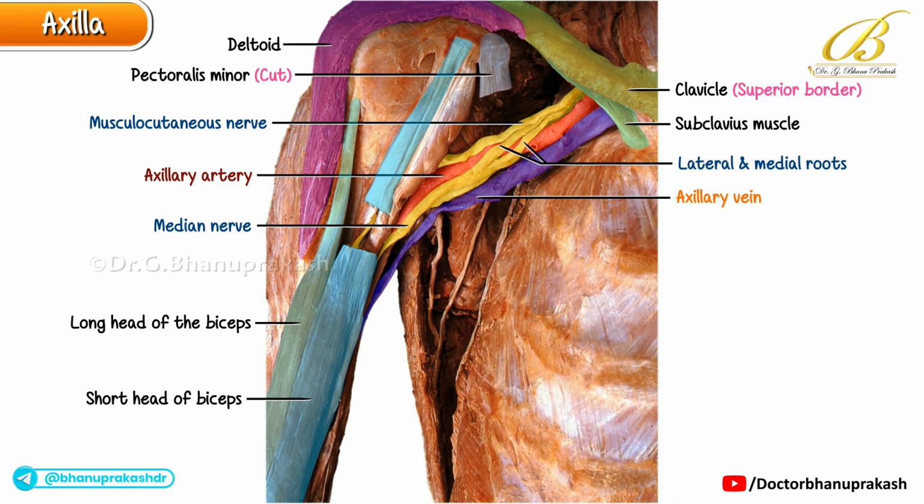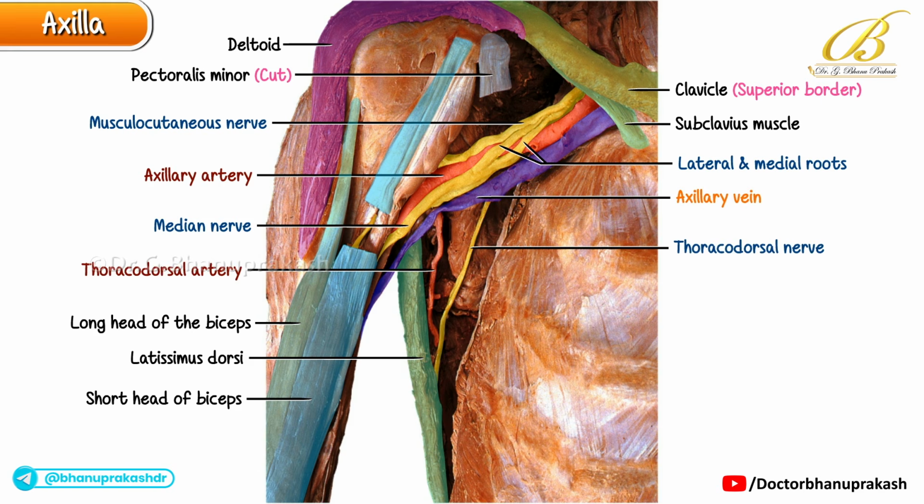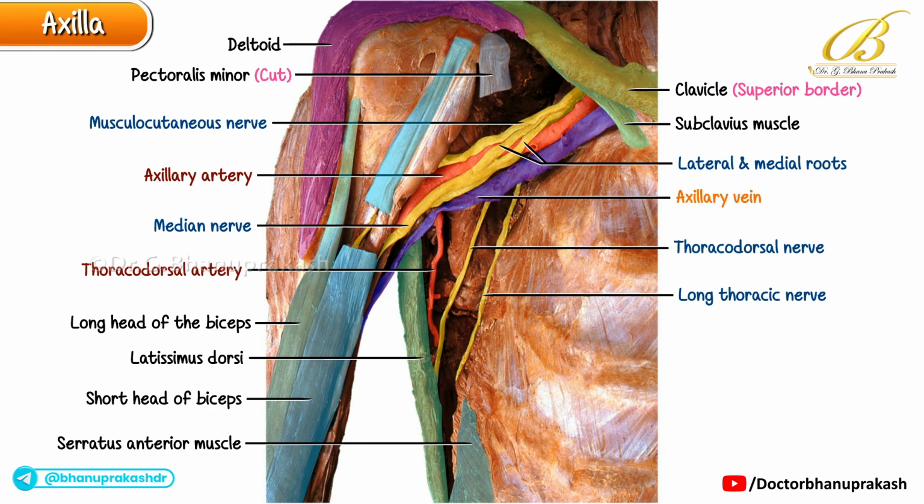On the posterior aspect, the latissimus dorsi is visible. Its thoracodorsal nerve and artery are clearly seen supplying the muscle. Part of the serratus anterior muscle is also visible, along with the long thoracic nerve, also called the nerve of Bell. Finally, the upper four ribs and their intercostal muscles can be appreciated along the medial wall of the axilla, providing structural support and anatomical orientation for the axillary contents.